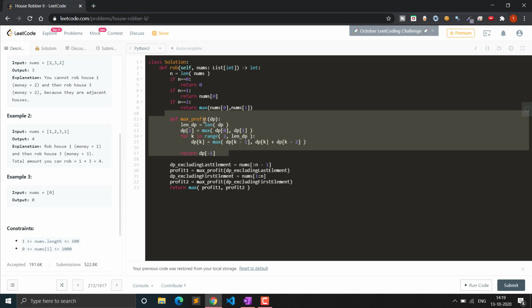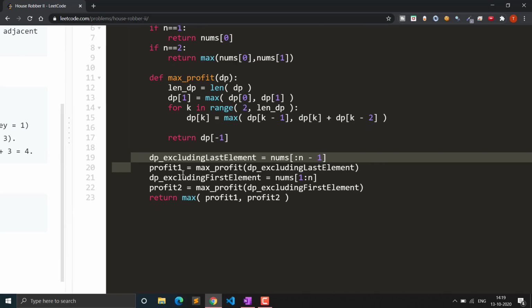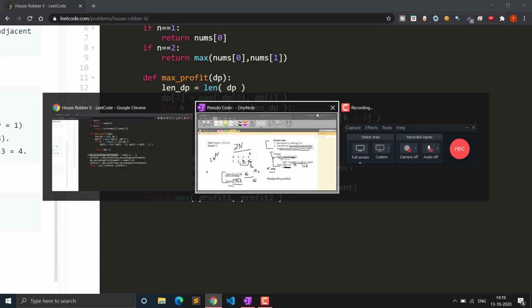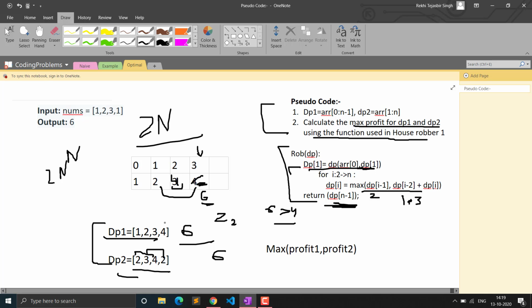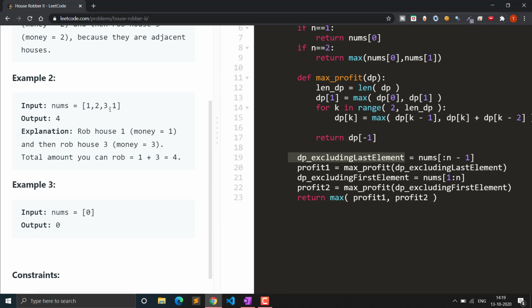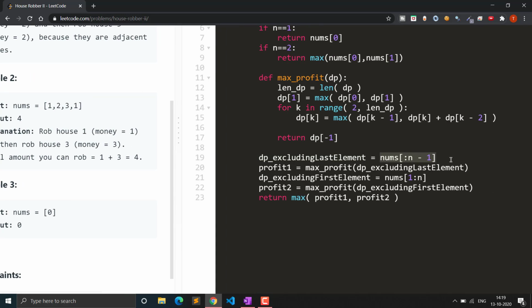So this will be our main function that will be calculating the max profit. This will be the first step. First of all we are creating the DP excluding the last element. As I told you, DP 1 will be excluding the last element. In this example the last element is 1. So we will create this 1 2 3 array and save it into DP excluding the last element. This is Python syntax.